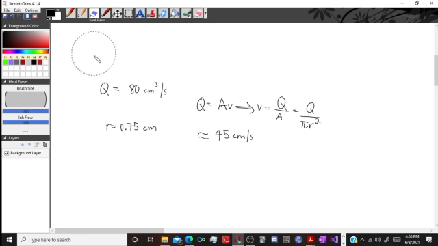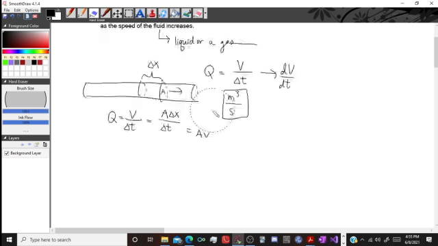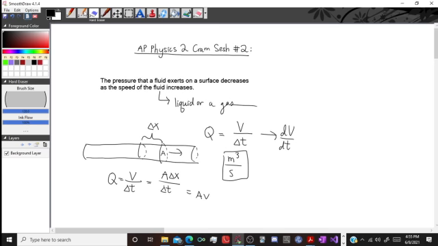Okay, so now that we have gone through an example that incorporates flow rate, we can move on to Bernoulli's continuity equation.